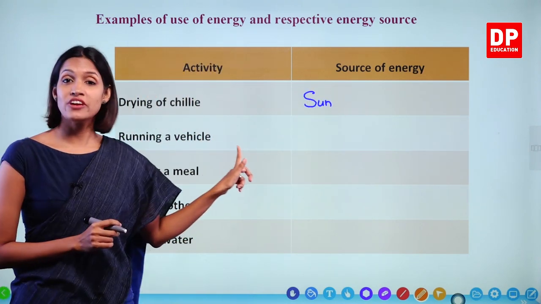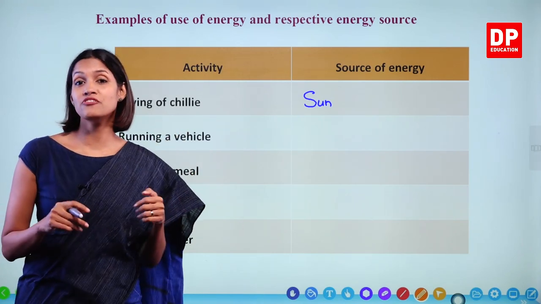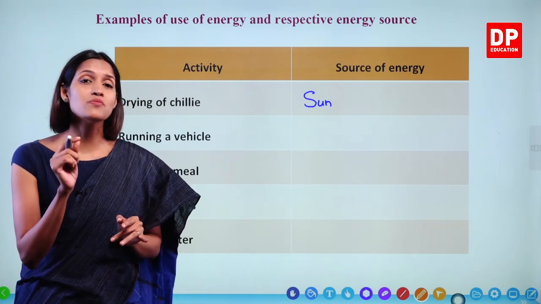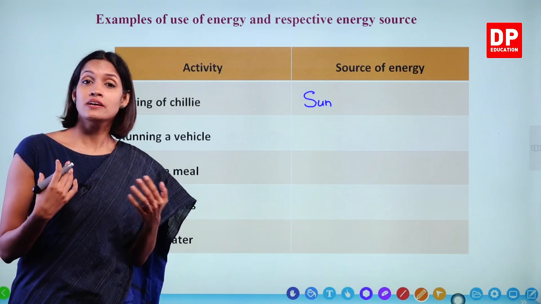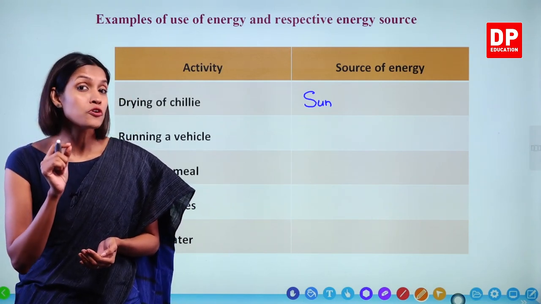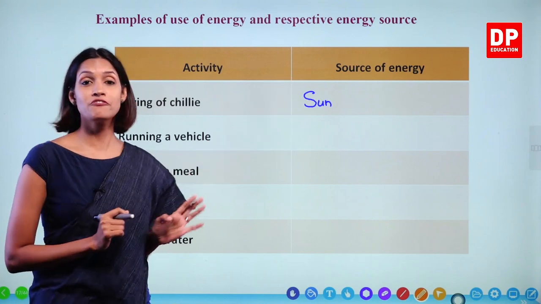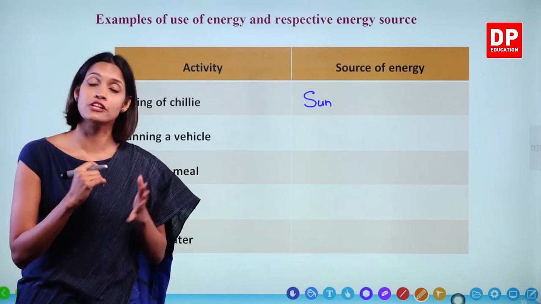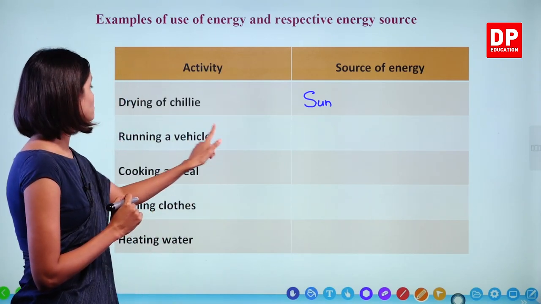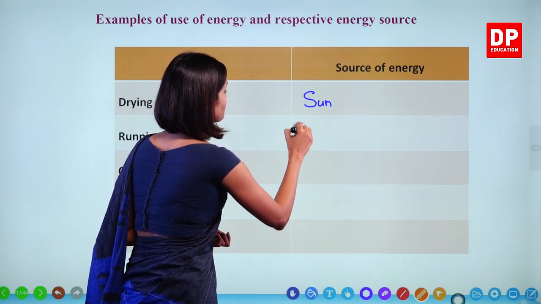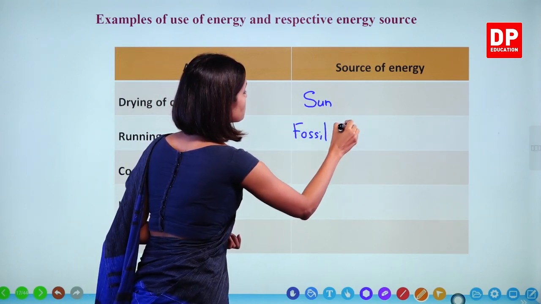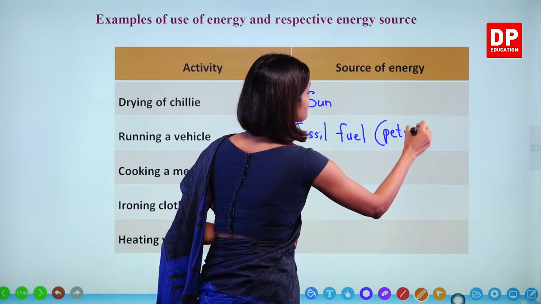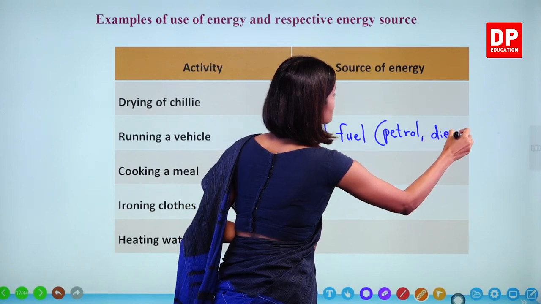Number two, running a vehicle. In order to run a vehicle, we need different types of fuel, right? What fuel do we use? We use basically petrol and diesel. Remember, children, when it comes to fuels, there are many types of fuel. There is something called fossil fuel. Fossil fuel is a type of source of energy. Now, petrol and diesel come from fossil fuel. They are counted as fossil fuels, right? So, we will write running a vehicle, fossil fuel. Example, petrol and diesel.